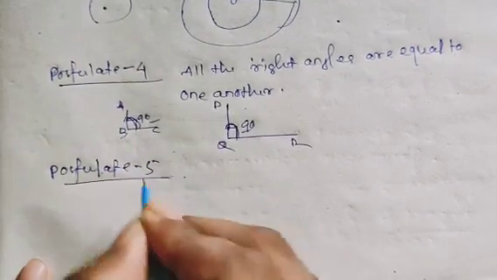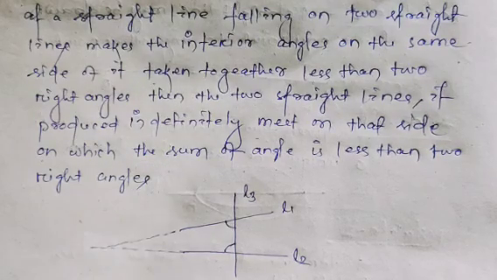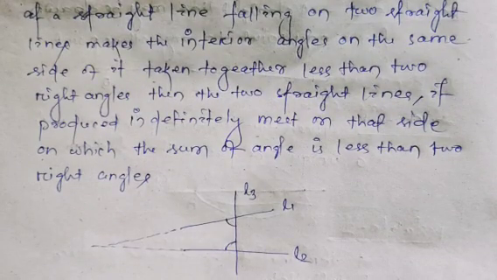Postulate number 5, sorry. What does postulate number 5 state? The postulate states that if a straight line falling on two straight lines makes the interior angles on the same side of it, taken together, less than two right angles, then the two straight lines, if produced indefinitely, meet on that side on which the sum of the angles is less than two right angles. Okay, we'll read the sentences and we'll draw.